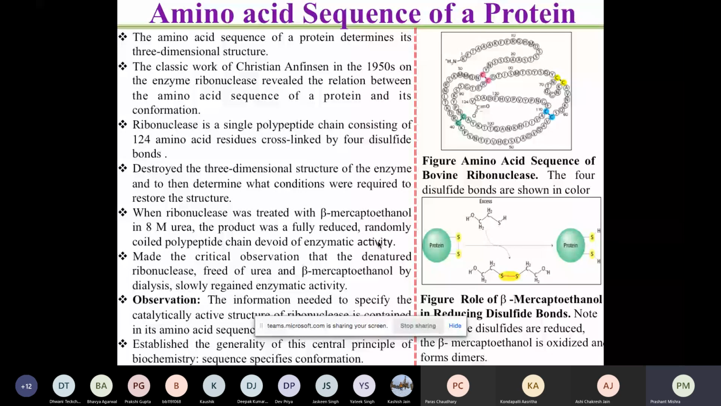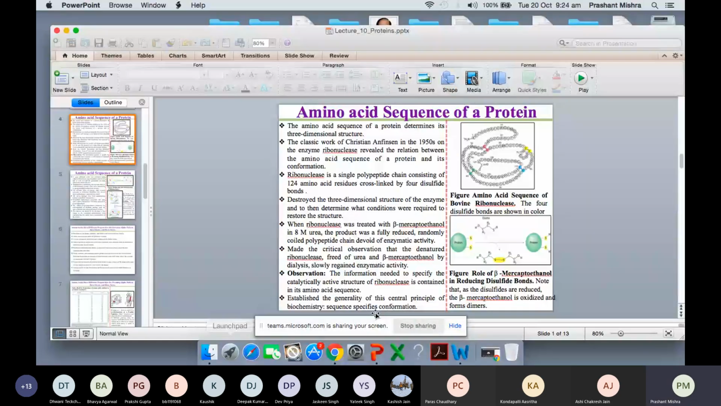just to define, it is a single polypeptide chain. So tell me what structure it can gain. If I have a ribonuclease which has a single polypeptide chain, can it go to quaternary structure? Yes or no? Can it form quaternary structure? Any one of you?